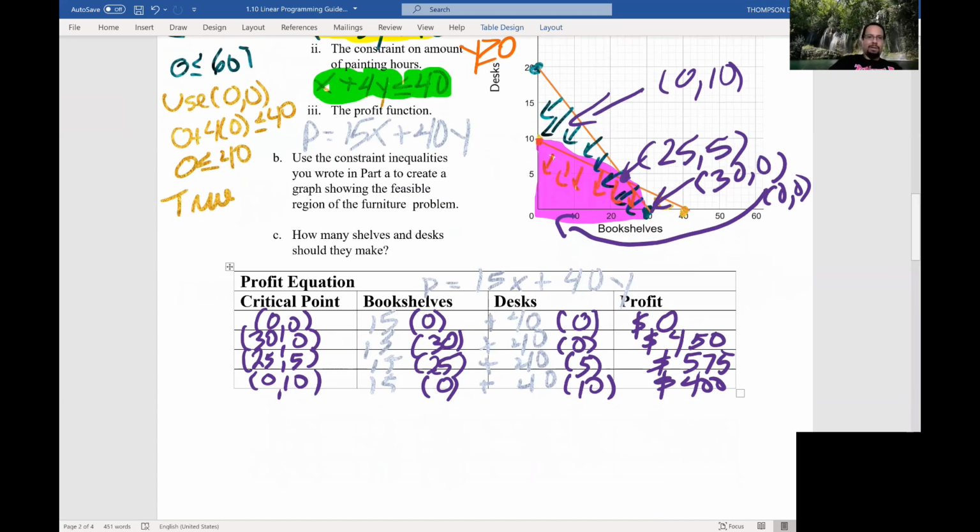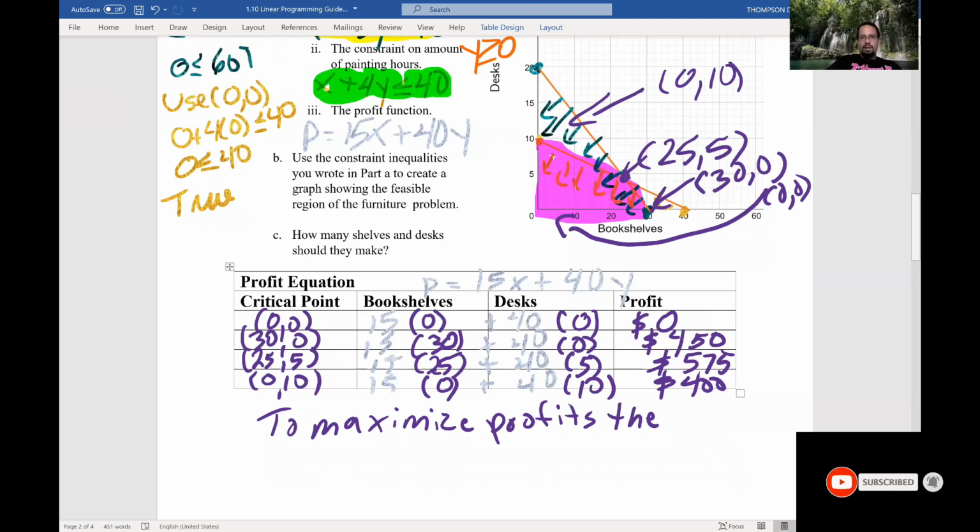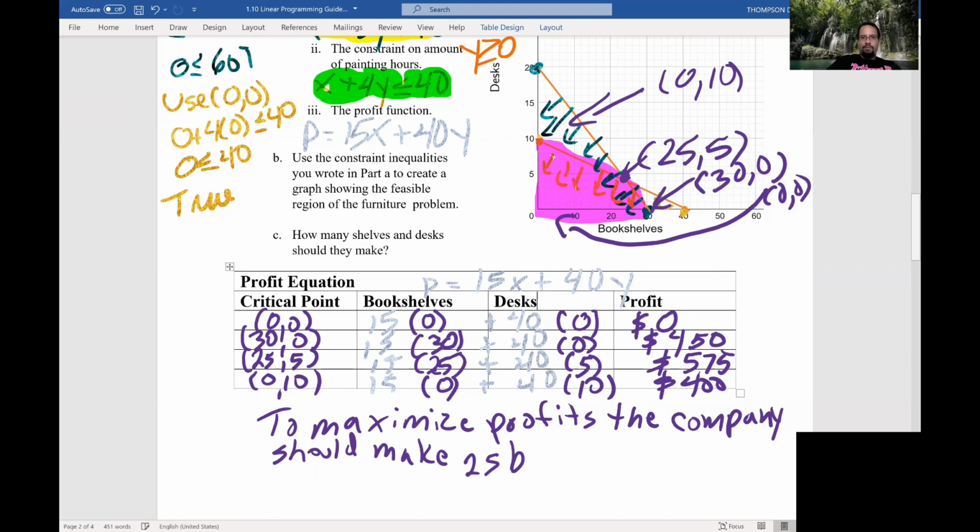So we need to make a statement. To maximize profits, the company should make 25 bookshelves and 5 desks. And we're done.